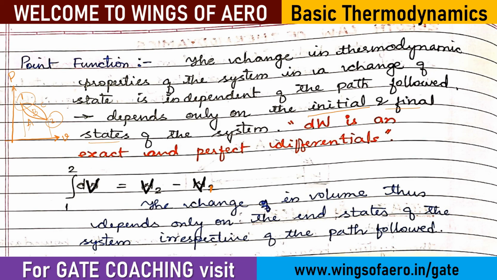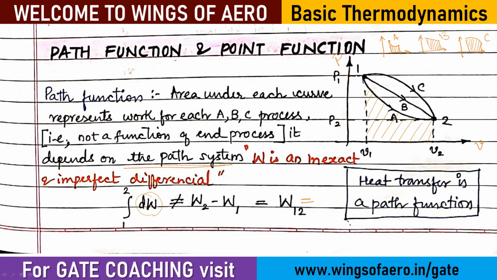So there is an example of internal energy. Internal energy you can say is an example of a point function. That means if you want to find du, we can write u2 minus u1, from initial to final. But heat and work done are both path functions. They depend on the process. Not only heat transfer but also work done is a path function.